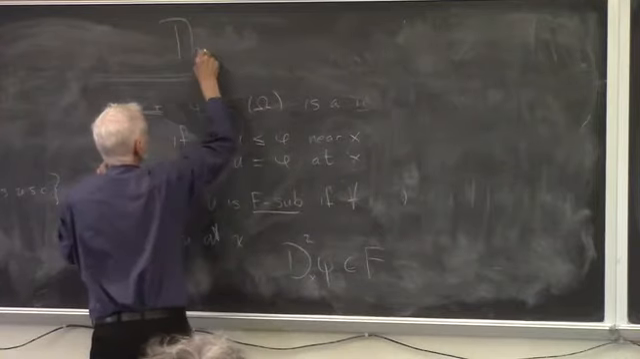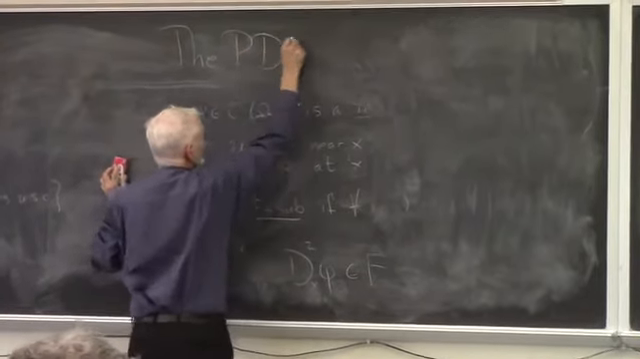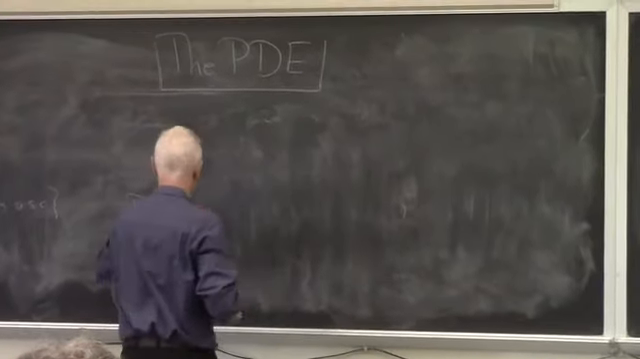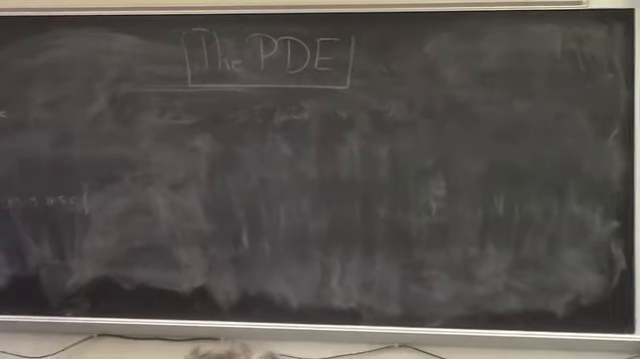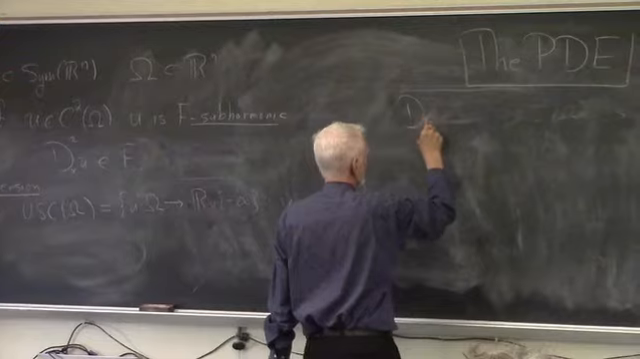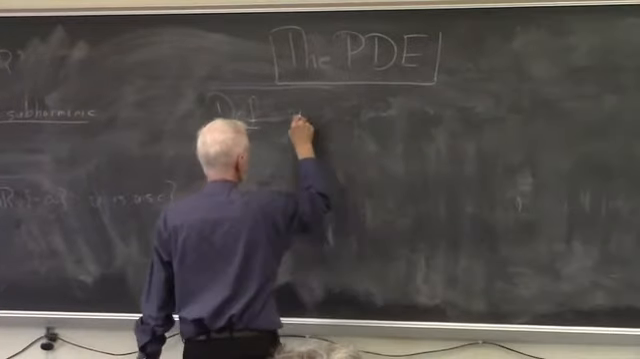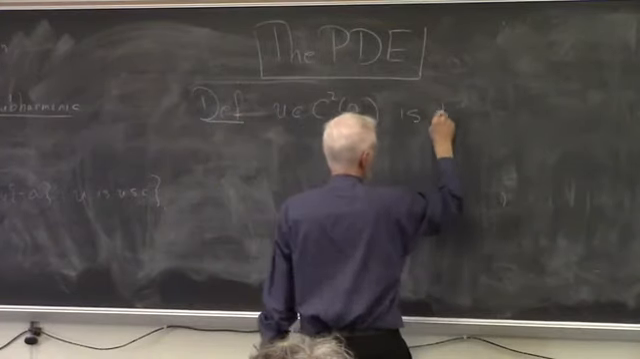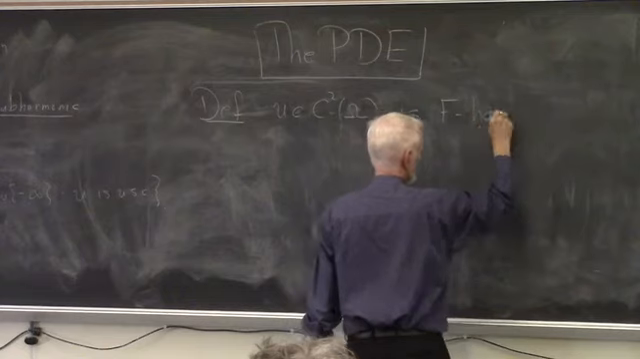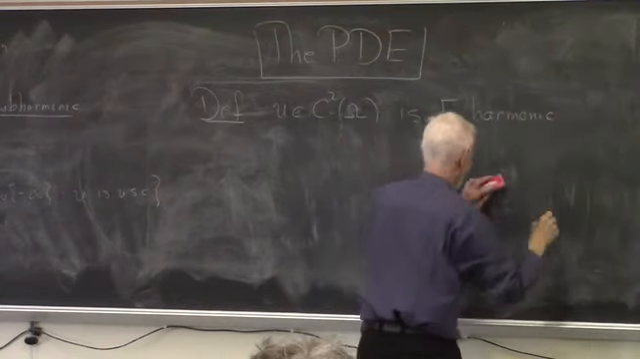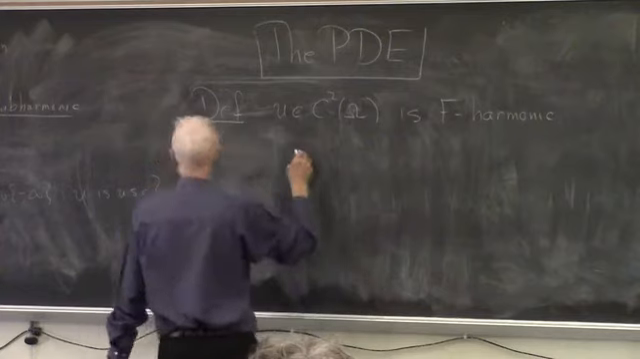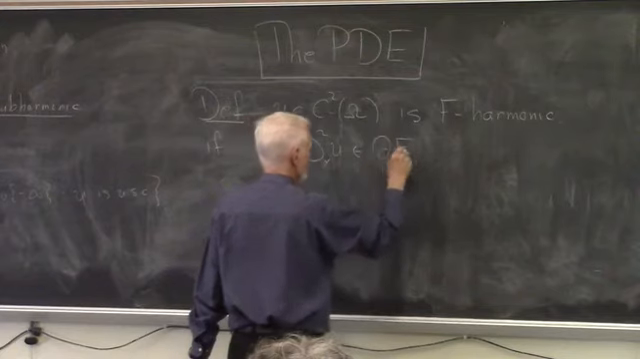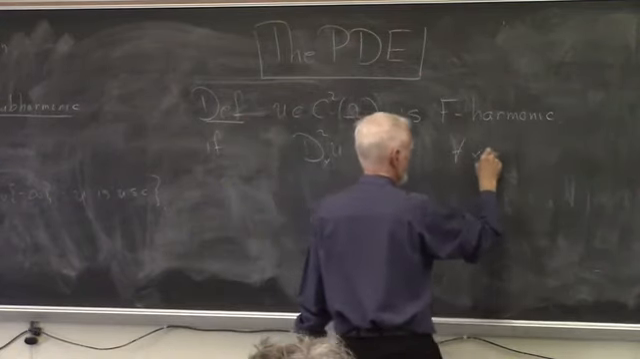There is a partial differential equation, and you can say what it is in terms of the original definition. So here we have this definition, and I'm going to say that if I have a function which is C^2, then I'm going to call it F-harmonic if the Hessian lies in the boundary of that set for all points in the domain.